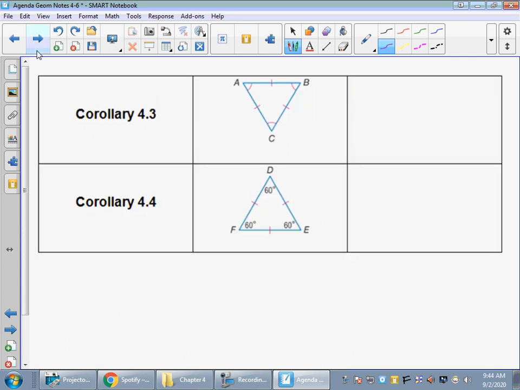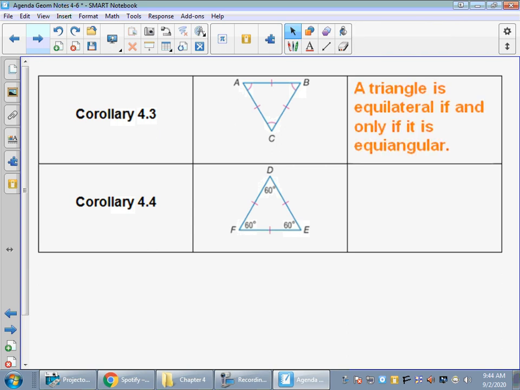All right, next, a couple corollaries about equilateral triangles. Corollary 3, it's easily provable, basically says that a triangle is equilateral if and only if it is equiangular. So if all three sides are equal, then all three angles must also be equal. And then corollary 4, extending on that, says that each angle of an equilateral triangle has to measure 60 degrees, because if they're all equal, the only way they can all be equal and add up to 180 is if they're all 60 degrees.